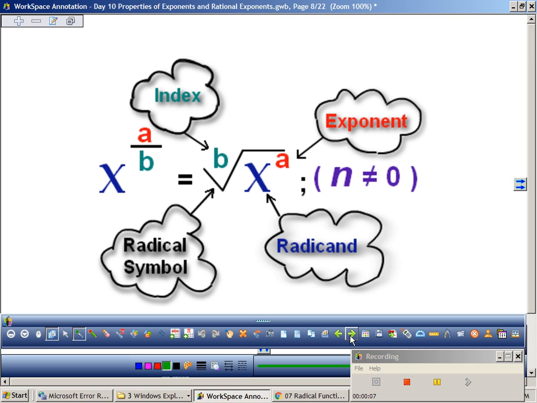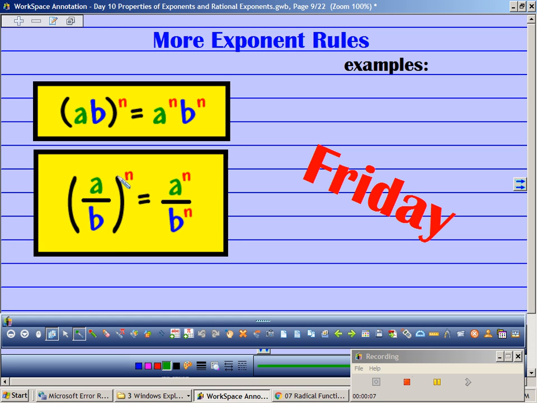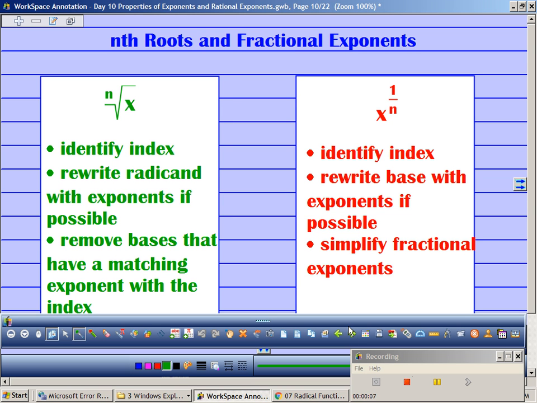We talked about the index. We didn't really look at that graphic that much. More exponent rules. Those are the same ones? Nope, distributing this way. Same type of idea, right? This one, if I've got something that's rational, I can distribute the exponent to everybody. And then I'm going to do this one.